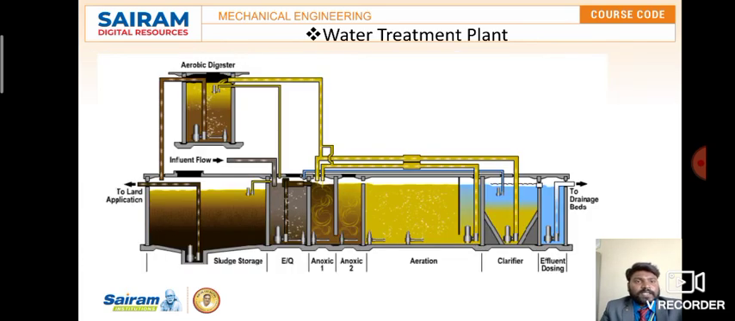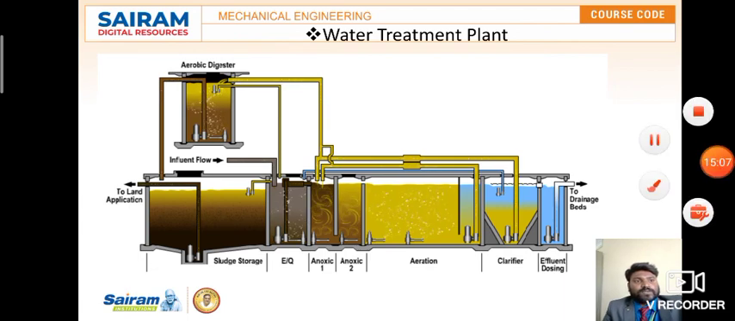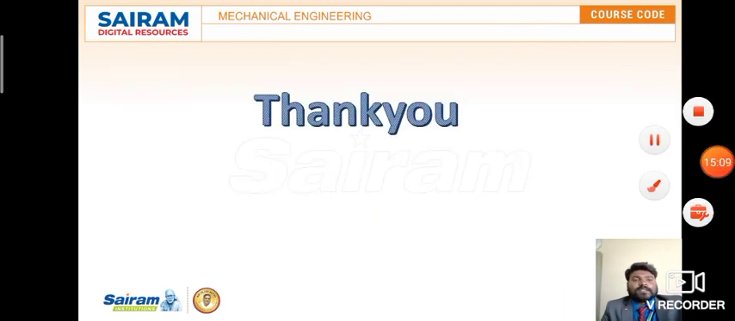All right, and then this is another water treatment plant, in another view. The aerobic digester will be there, and anoxic 1 and anoxic 2, sludge storage. So this is another example that I can show for water treatment. This is all about water treatment plants.